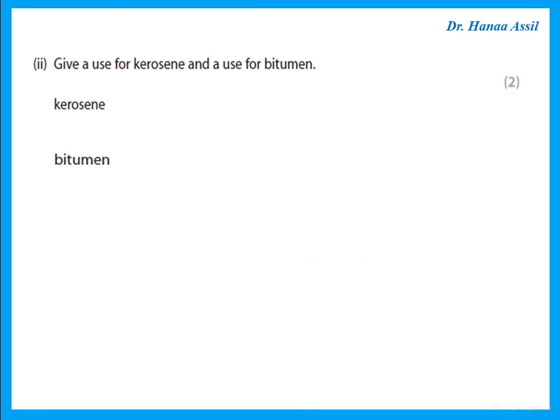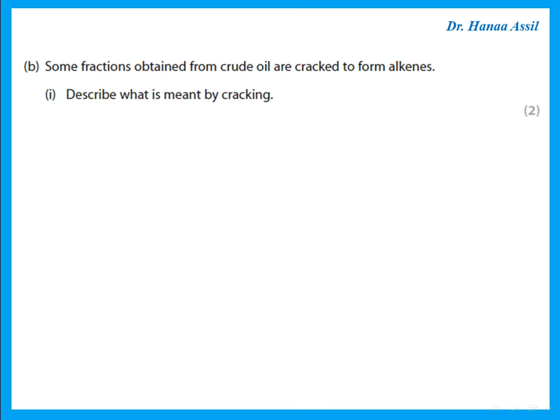Give a use for kerosene and a use for bitumen. Remember, you are required to know the order in which the substances come out from the fractionating column and the use for each one. What do we use kerosene for? You can say jet fuel or fuel for airplanes, and you can also say it is used for heating and cooking. Bitumen is used for making roads or surfacing roads.